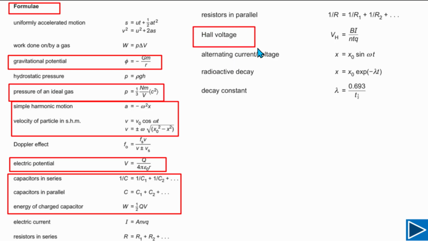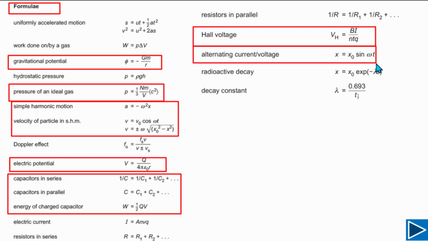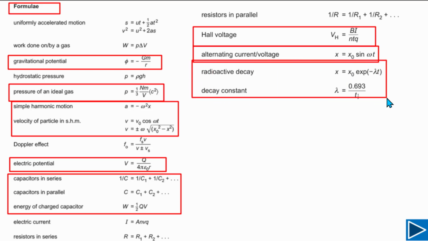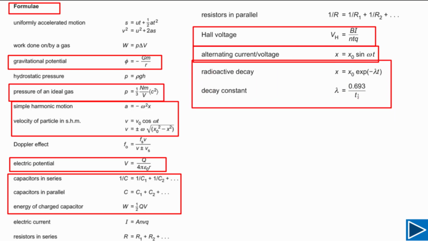The next one is about Hall voltage, a typical type of formula, and in many past papers you will see questions based on this formula. The next one is from alternating current, from AC, a very common one, and the next two formulae are from nuclear physics. So you will need them for some calculations most of the time in your exam.